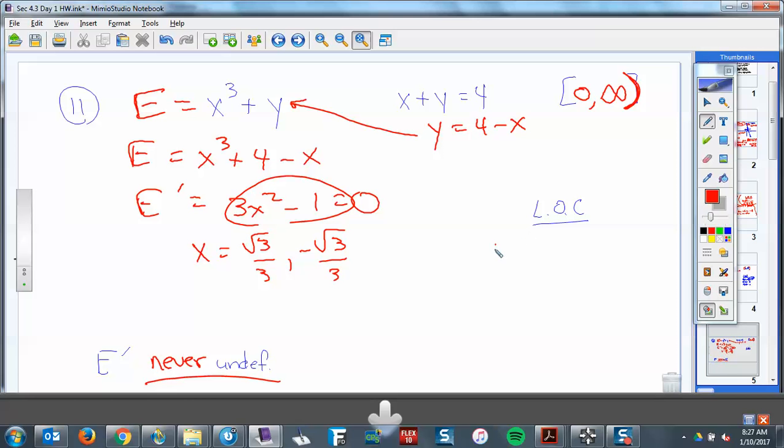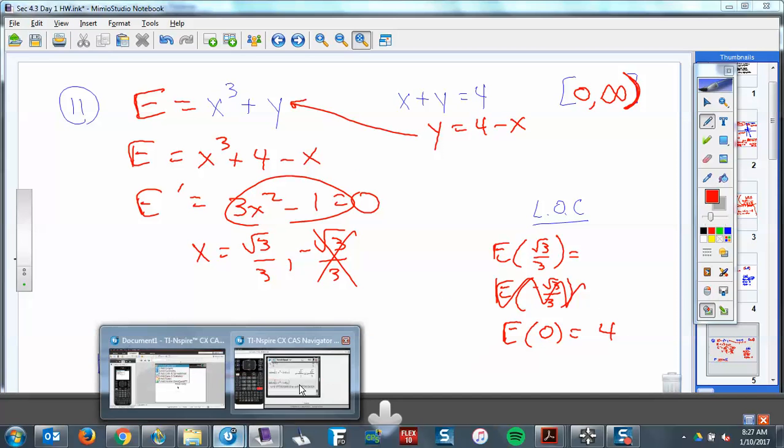Here's our candidates. So we're going to have E of root 3 over 3. We're going to have E of negative root 3 over 3. Oh yeah, because it's 0 to infinity, so we can ignore that. Yeah, good point. And then E of 0, so that does give us at least two candidates. We put 0 into this, we get 4. What did you get when we put in root 3 over 3?